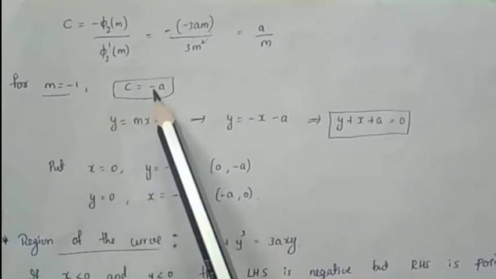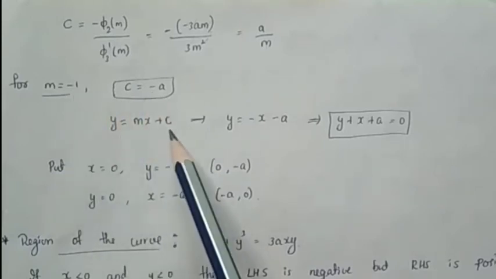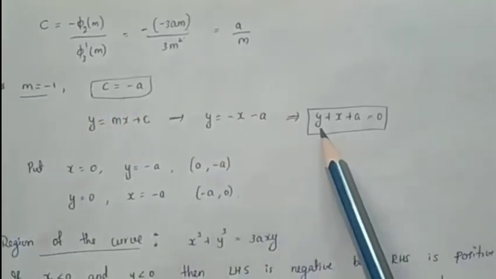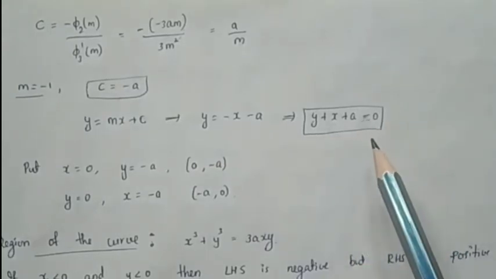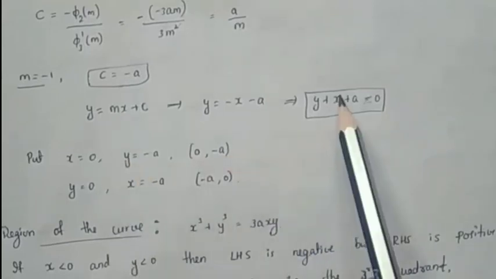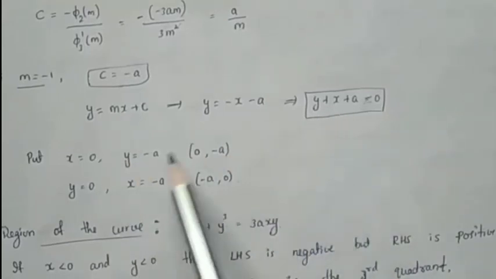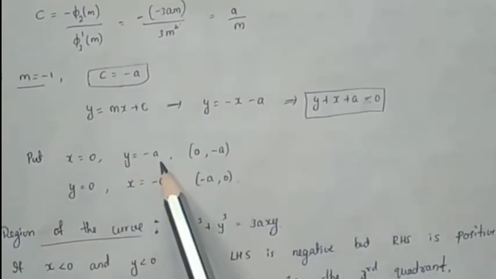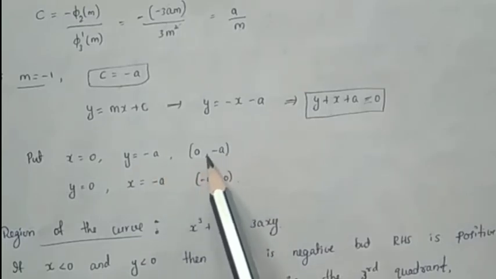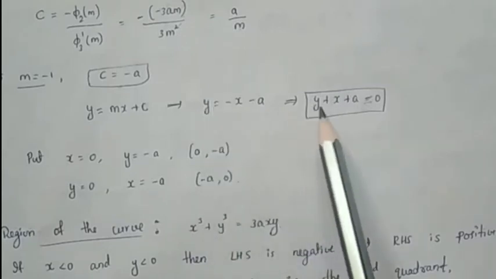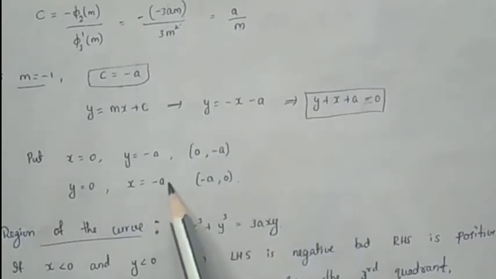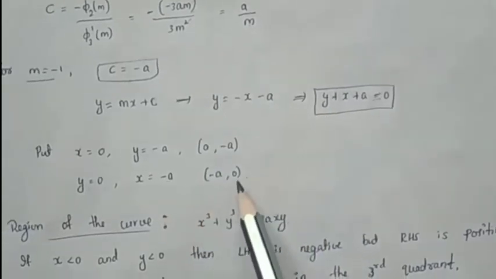Substitute the m and c values into y is equal to mx plus c. You get y plus x plus a equal to 0. Next, you put x is equal to 0 into this, you get y is equal to minus a. Therefore, the point is (0, -a). Put y is equal to 0, you get x is equal to minus a. The point is (-a, 0).